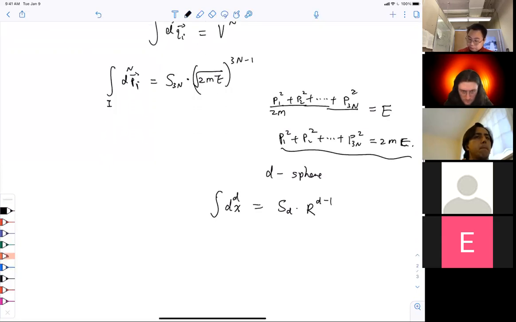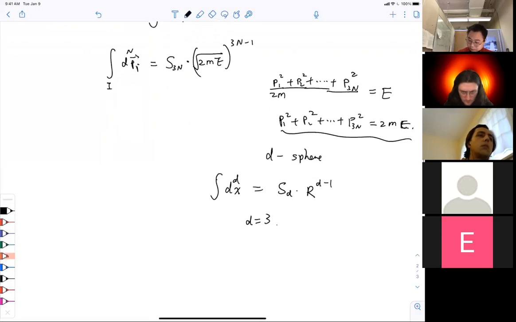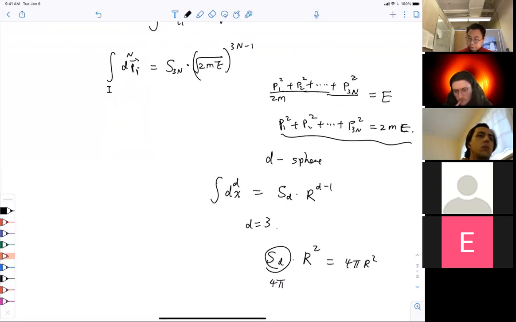This makes sense because when d equals 3, a sphere in 3 dimensions, which is a 2-sphere, is given by the solid angle times r^(d-1). So this is 4 pi, right? It's just a generalization of this 3-dimensional sphere.